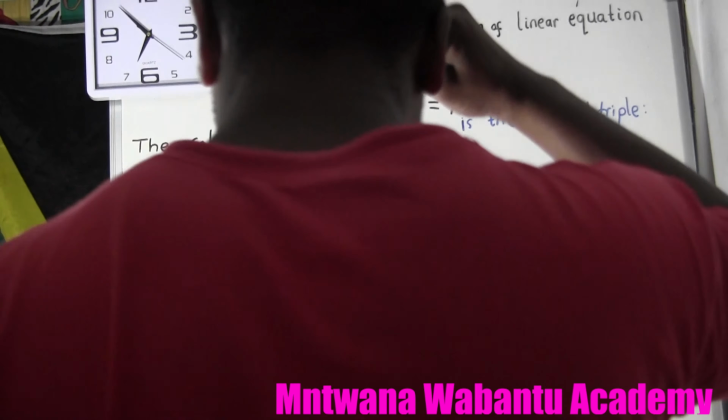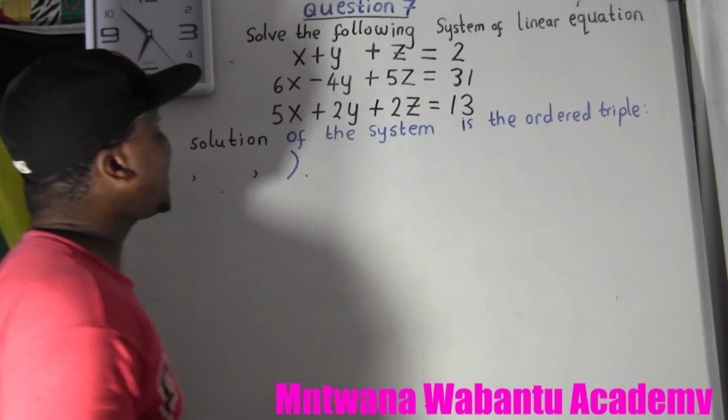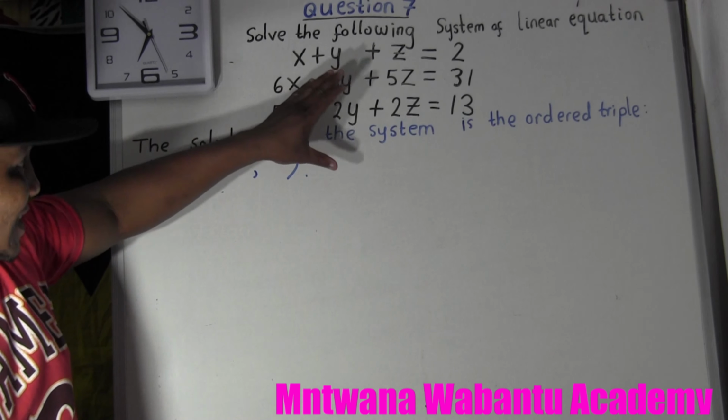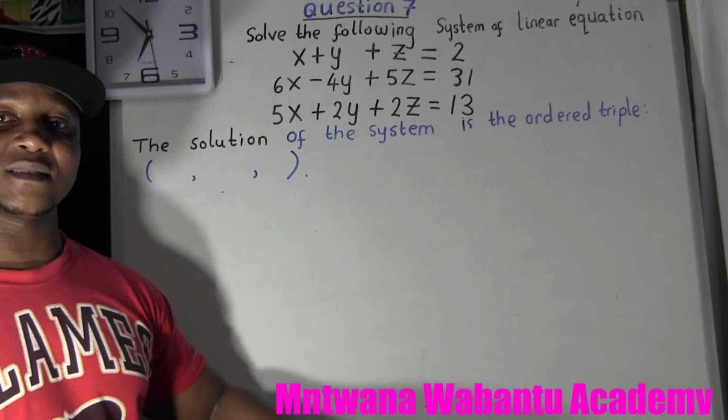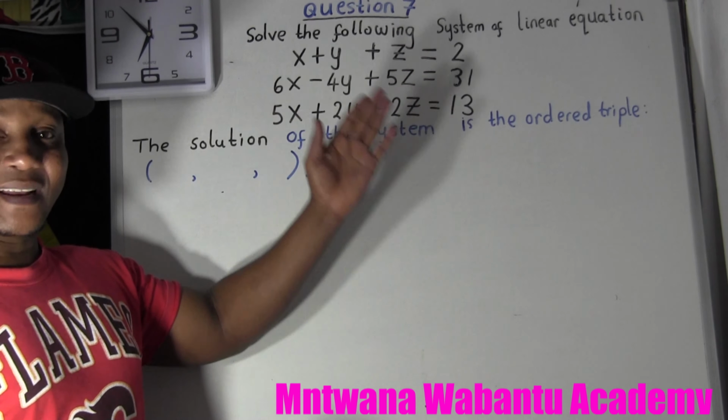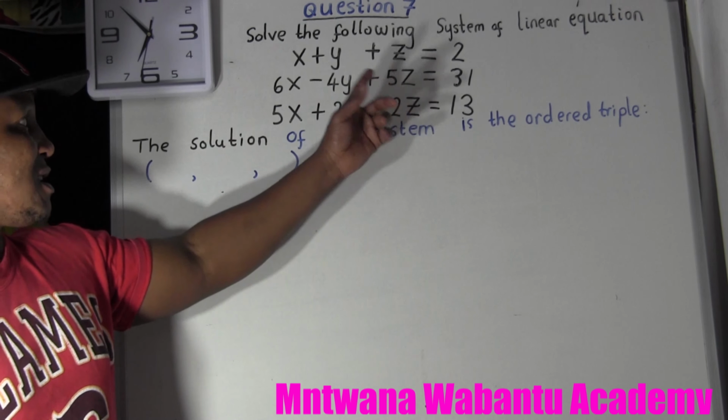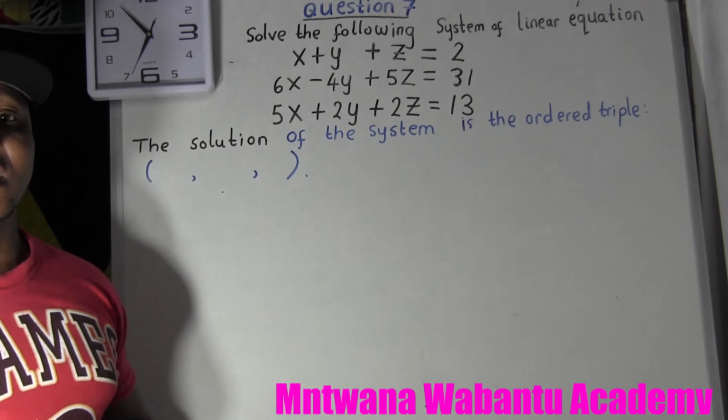Okay, so we have a question right here. They say, solve the system of simultaneous equations, and it's 3 by 3: x, y, z, x, y, z, x, y, z. So let's say we have to solve.